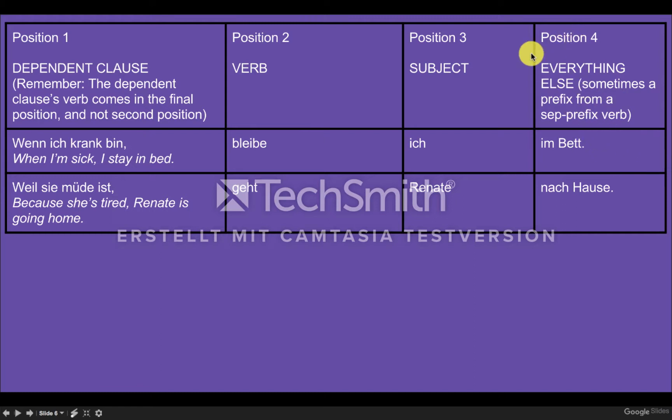Sometimes there'll be a prefix from a separable prefix verb, so im Bett. Same thing with this sentence, weil sie müde ist in position 1, geht is the verb in position 2, Renate nach Hause.